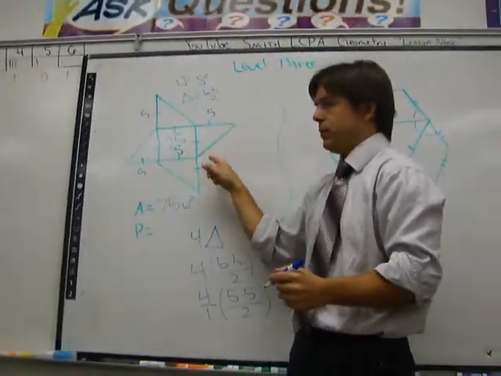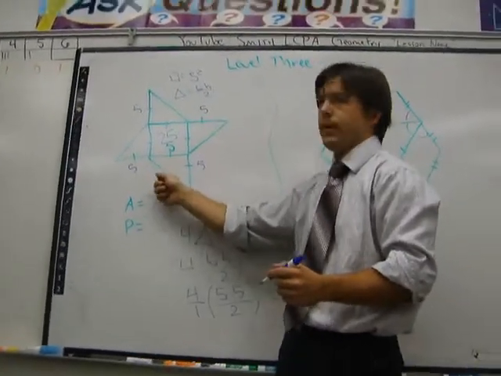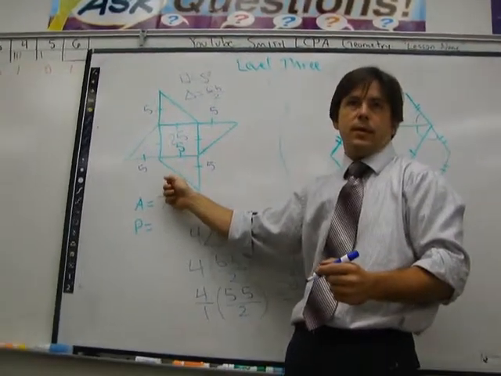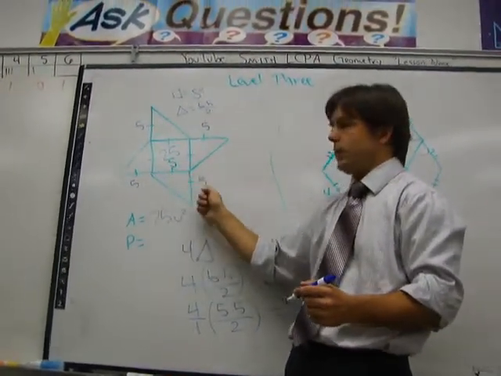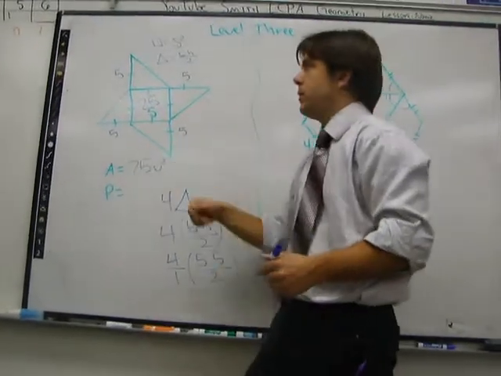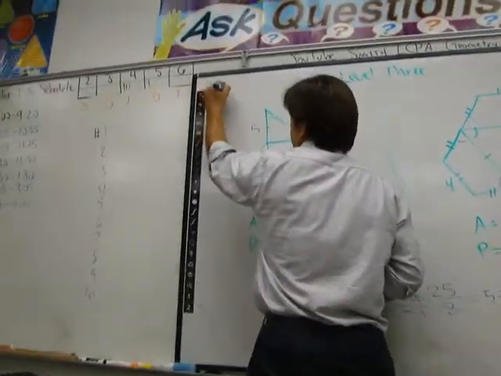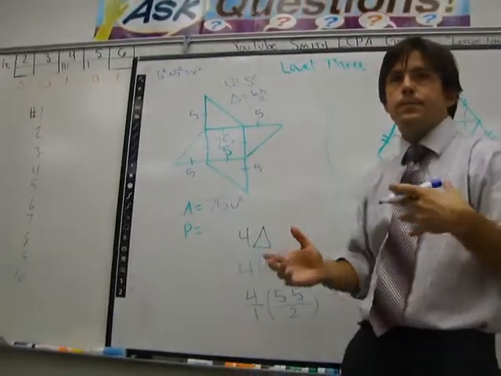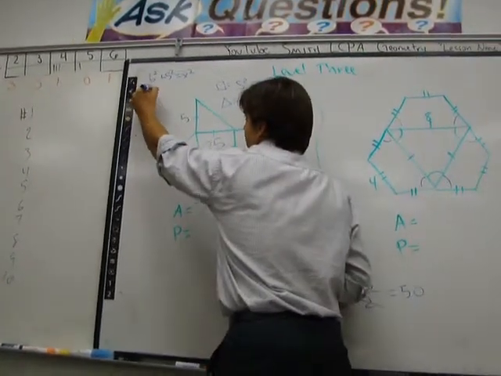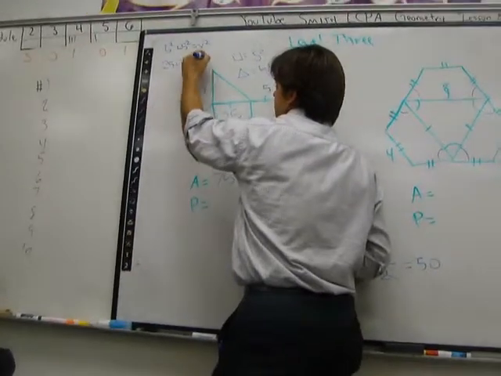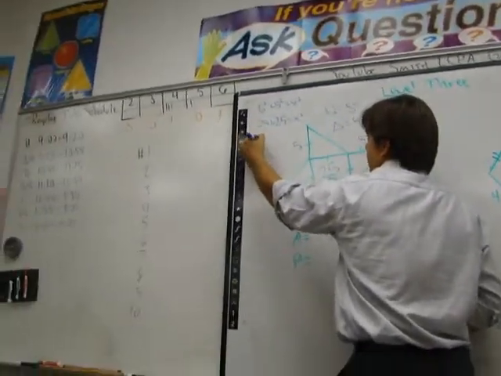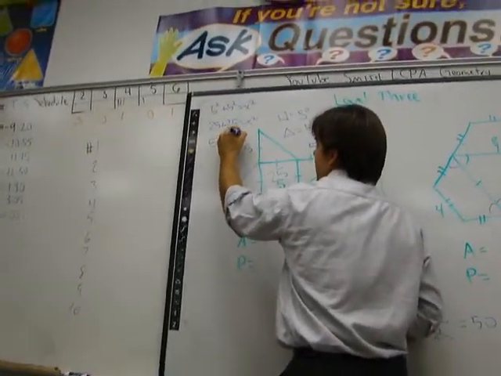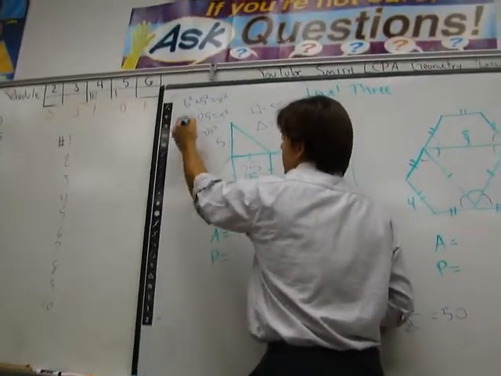But we have a right triangle, don't we? So the Pythagorean Theorem is going to get us this. Is everybody looking at that? So it's 5 squared plus 5 squared equals whatever this is squared, we'll call it x. So what's 5 squared? 25. So it's 25 plus 25 equals x squared. What's 25 plus 25? 50. So 50 equals x squared. If I want to know what x is, I take the square root.